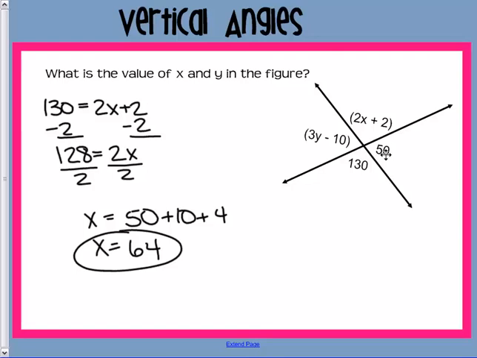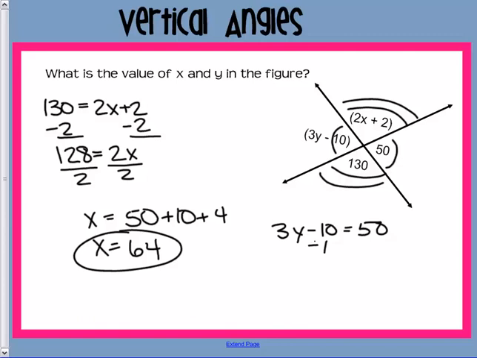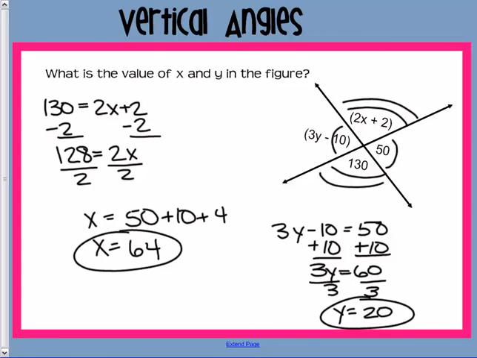Okay, what about y? We know this one is 50, so this one also has to be 50. We can use these angle marks to show that they're the same. So 3y minus 10 equals 50. I add 10 to both sides, and I'm left with 3y equals 60. So divide by 3, and 60 divided by 3 is 20. So we can find x and y.